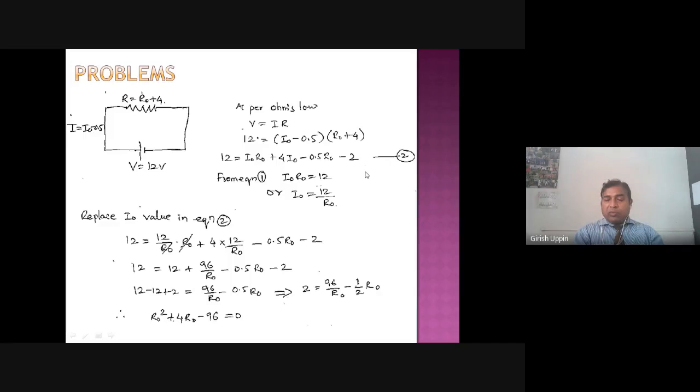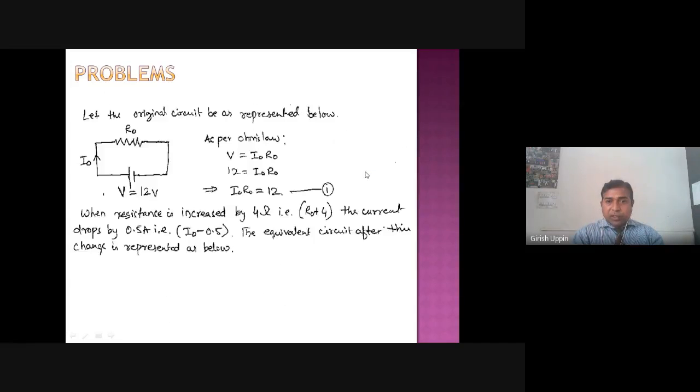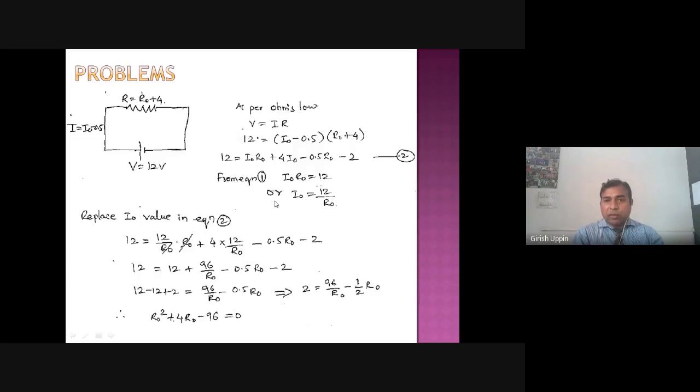Okay, now from the first equation, what is the first equation? I naught R naught is equal to 12. So you can take one of them as the unknown and replace the other value. From equation 1, I naught R naught is equal to 12. Therefore, I naught is equal to 12 divided by R naught. So wherever there is an I naught, replace it with 12 by R naught. So this is I naught, 12 by R naught, and this is 4 I naught, 4 into 12 by R naught, minus 0.5 R naught minus 2.